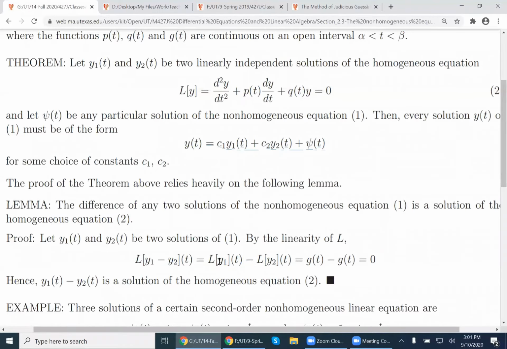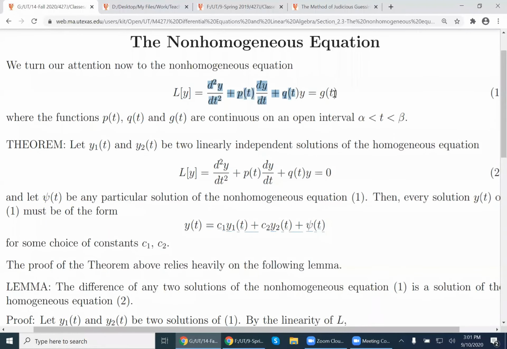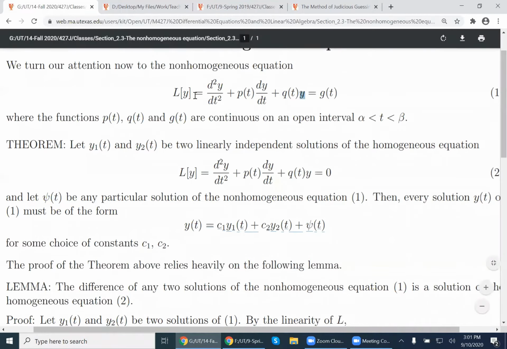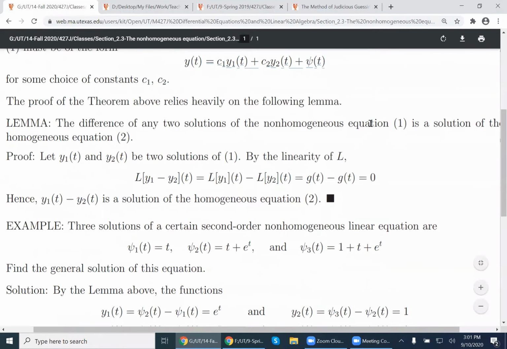But now, y1 is a particular solution of non-homogeneous equation. What does it mean, particular solution? Particular solution means you replace y here, here, and here by y1. You take derivatives, you simplify, simplify, simplify, you get g of t. It's exactly how we jump from here to here. Since y1 is a particular solution of non-homogeneous, L of y1 is g of t.